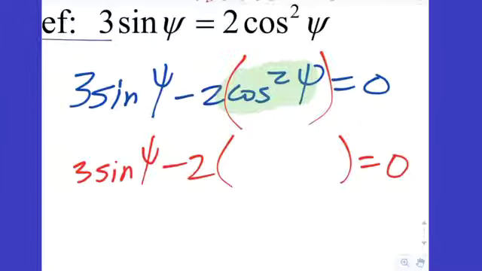Somewhere in the distance, a pencil falls to the ground. Did you hear the dog bark? Just kidding. What is cosine squared?